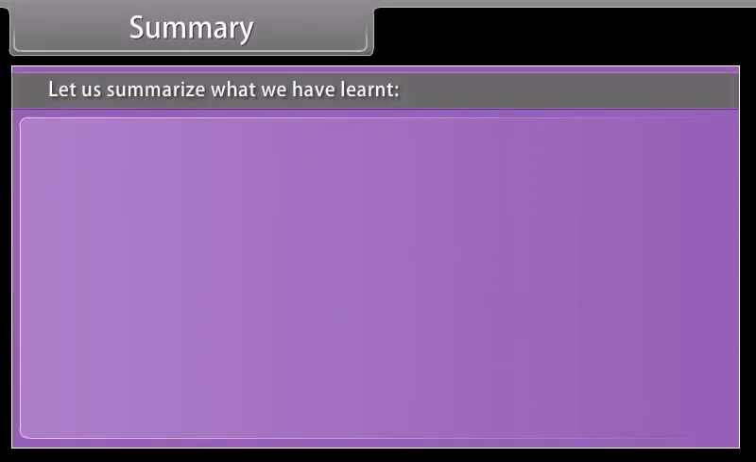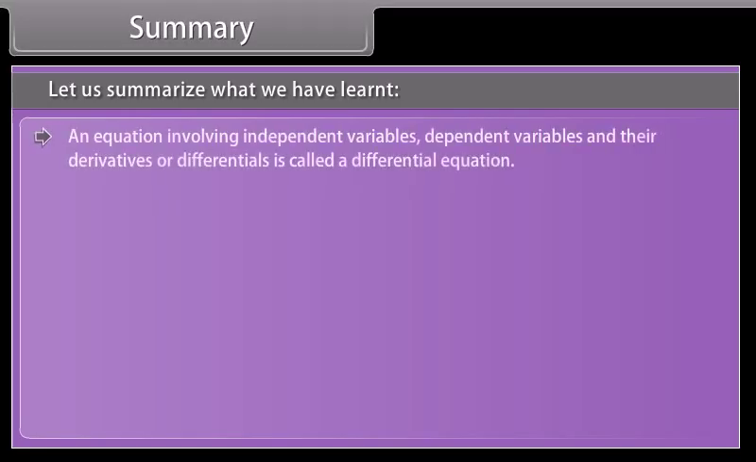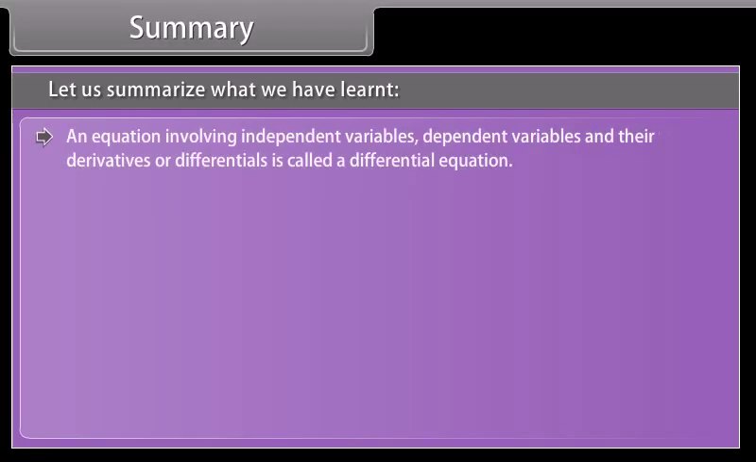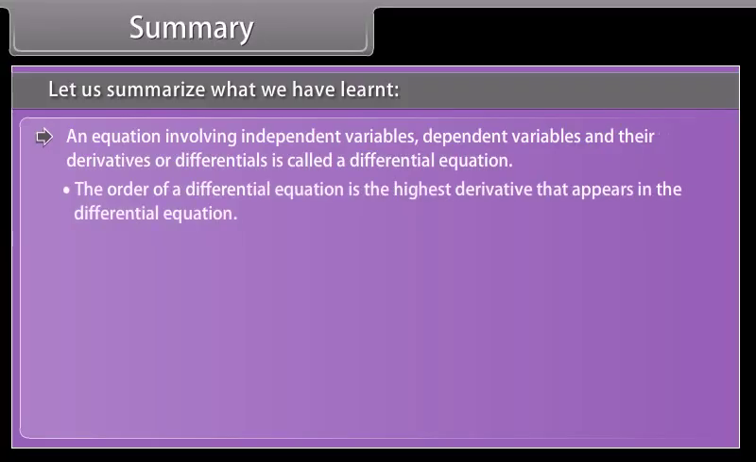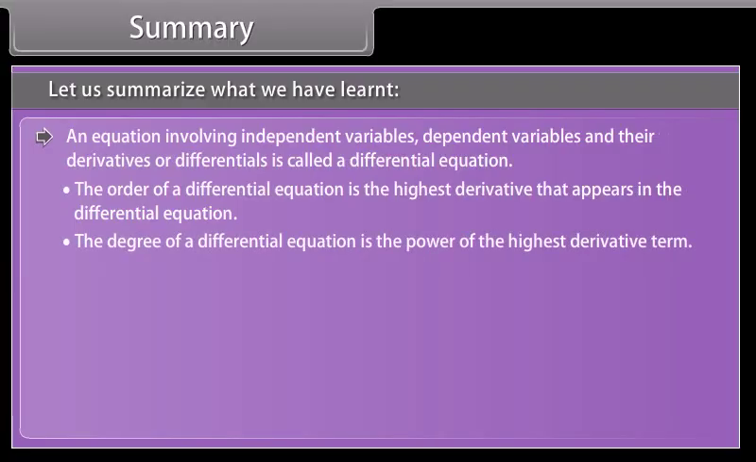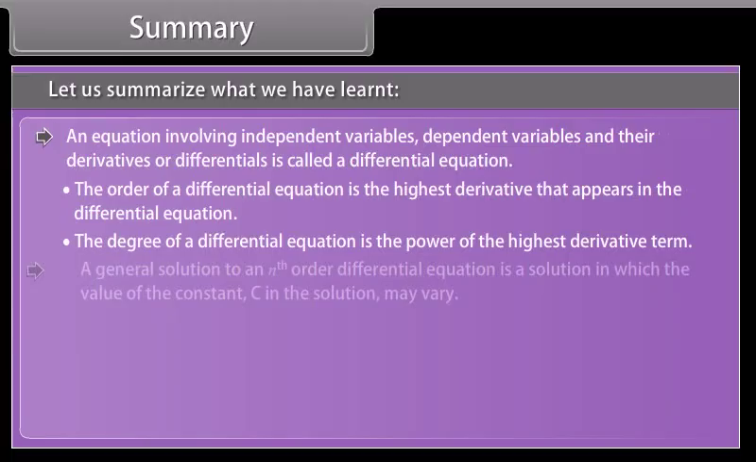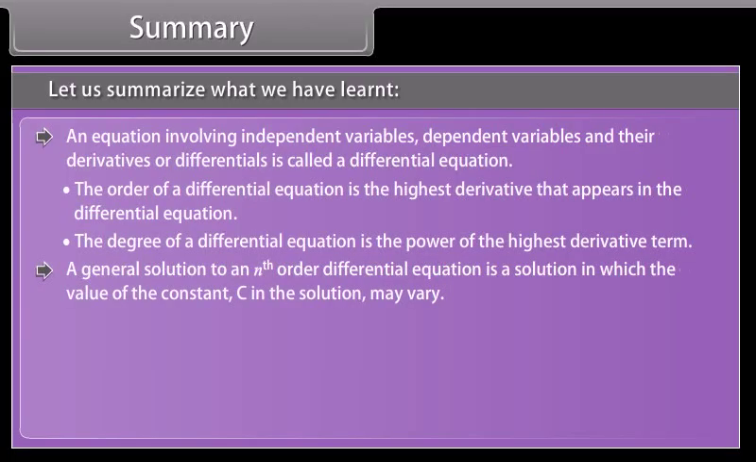Summary. Let us summarize what we have learned. An equation involving independent variables, dependent variables, and their derivatives or differentials is called a differential equation. The order of a differential equation is the highest derivative that appears in the differential equation. The degree of a differential equation is the power of the highest derivative term. A general solution to an nth order differential equation is a solution in which the value of the constant c in the solution may vary.